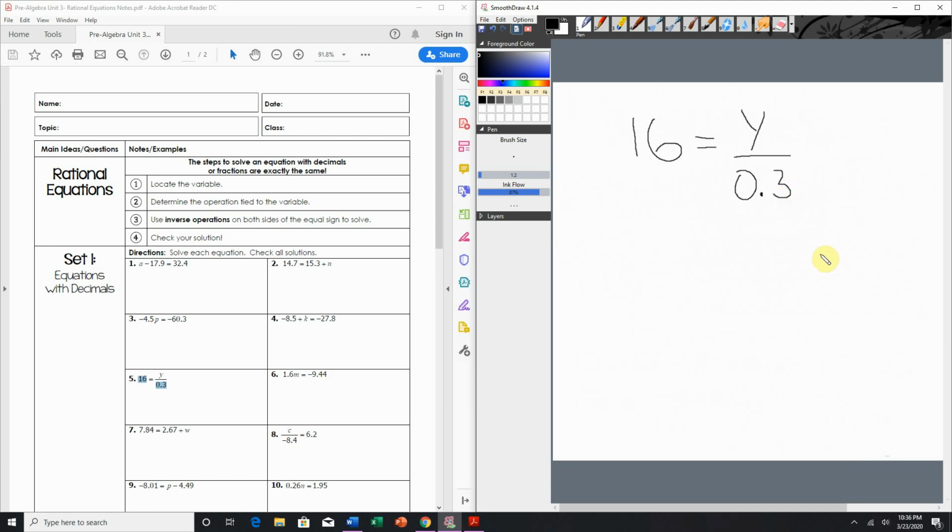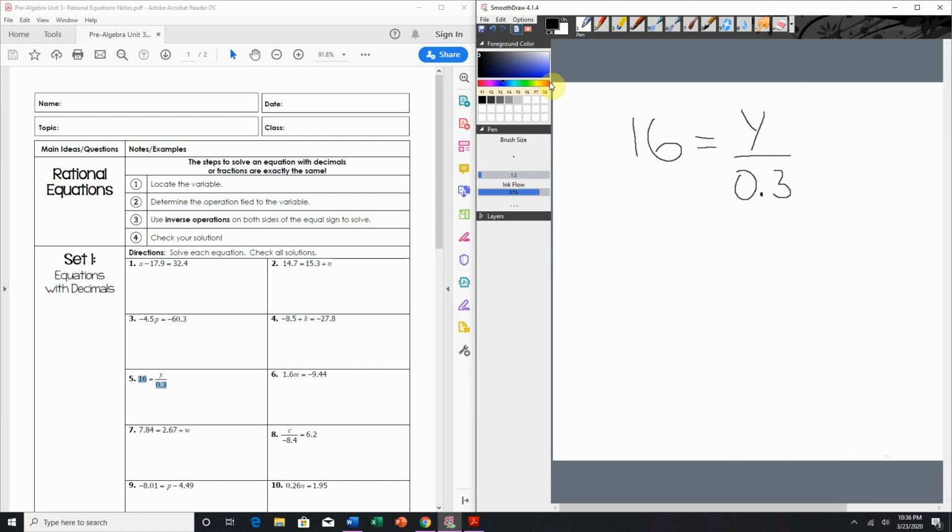Okay, so two things about this problem. It's written backwards. The variable's on the right side, and it looks like it's in a fraction form. So let's talk about what those two things mean. So it's written backwards. Let's not freak out. Okay, it's written backwards, but we're still doing the same thing. We're still going to locate the variable.